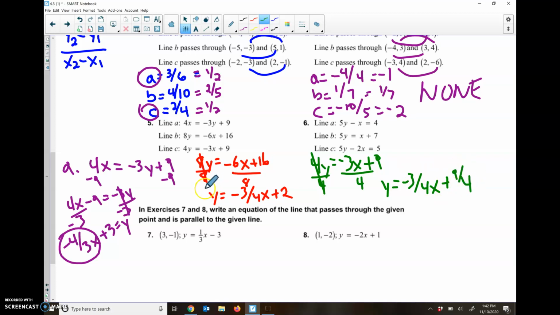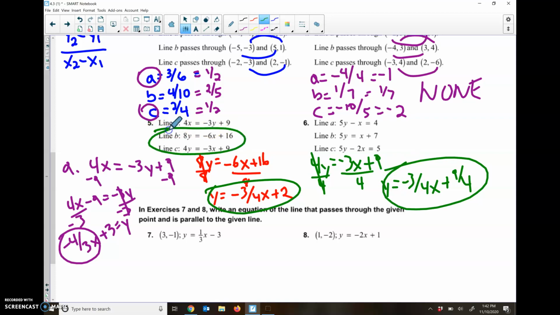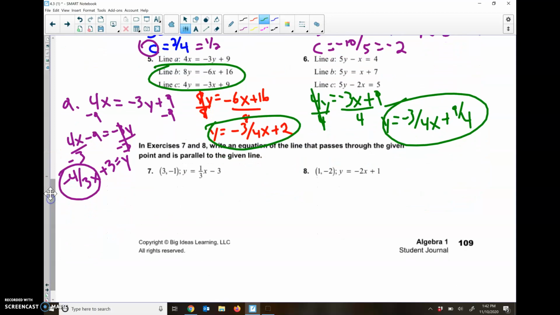So now I can look, and if I look at line B, my slope was negative 3/4, and if I look at line C, my slope was negative 3/4. So that means lines B and C are going to end up being parallel to each other because their slopes are both negative 3/4. All right, 7 and 8.